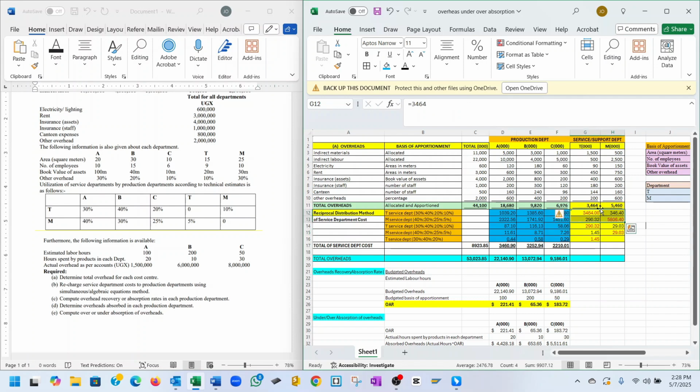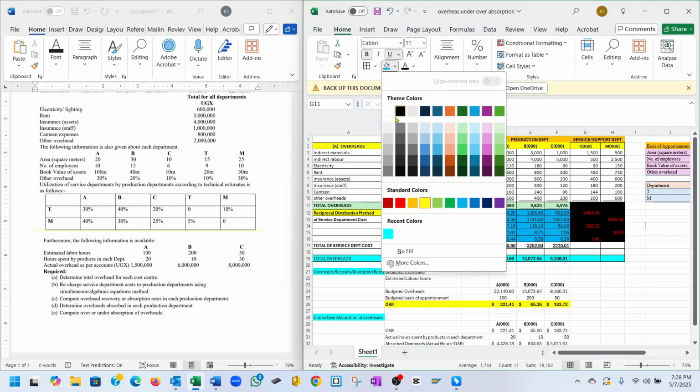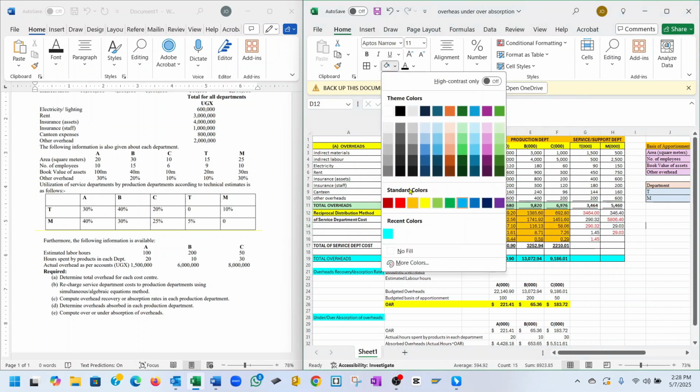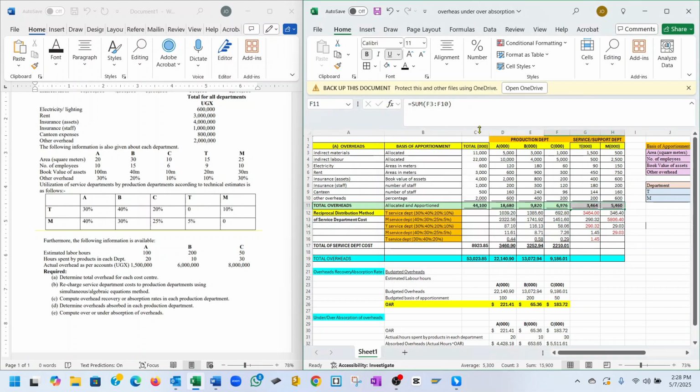Okay, so let's get back to our normal white color. Now, what this means is that we can now total the cost of the service department. So we are going to do the sum of all the costs to each production department. So when we sum for production department, we are going to get these particular numbers that are highlighted in yellow. Okay, great. Now, what is left?